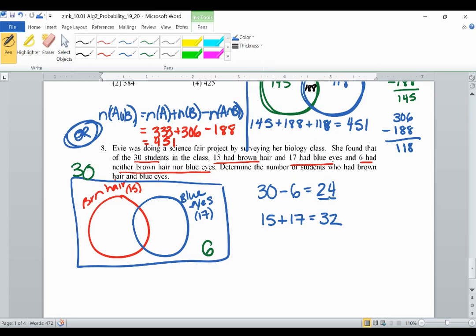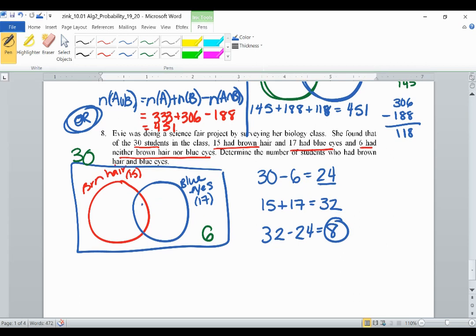So what does that tell me? How many extra do I have? We'll take 32, subtract 24, and that gives me 8. So that means I have 8 extra students. So that must mean there's 8 that have both brown hair and blue eyes. That also tells us then if this adds to 15, there must be 7 that have only brown hair, and there must be 9, 17 minus 8 gives me 9, that have only blue eyes.